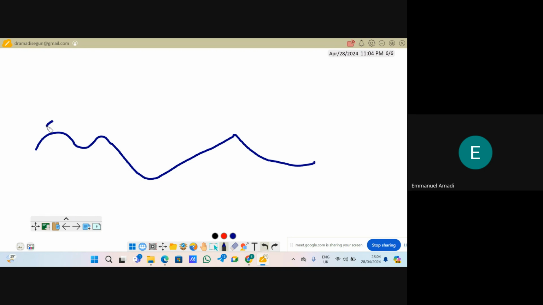This is your A wave. This is your C wave. This is your X descent. This is your V wave. This is your Y descent. This is the tracing. We're going to talk about this one after the other until everybody follows.